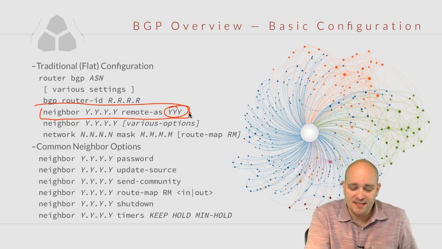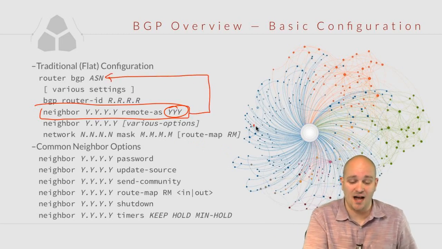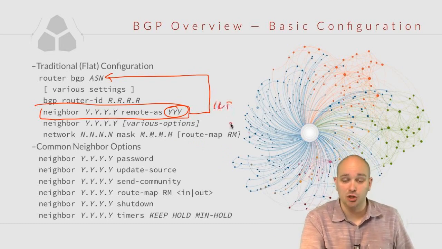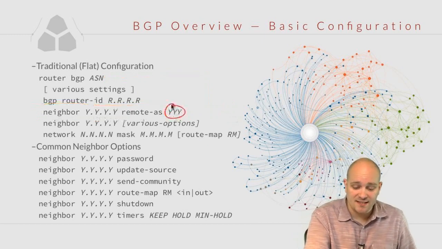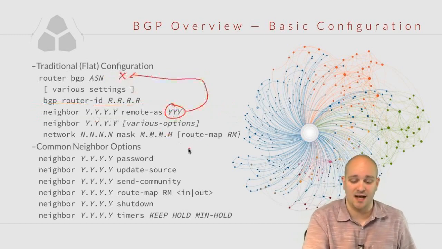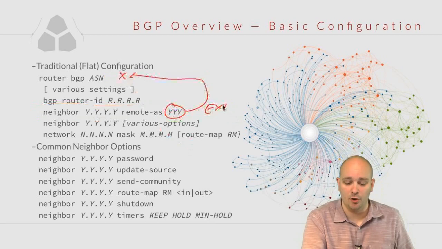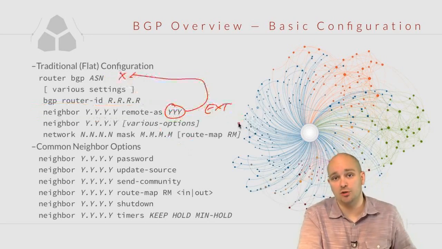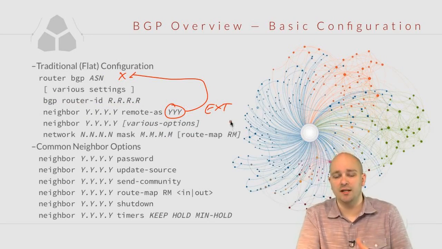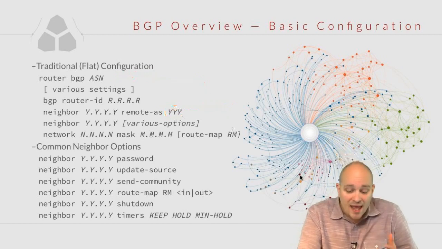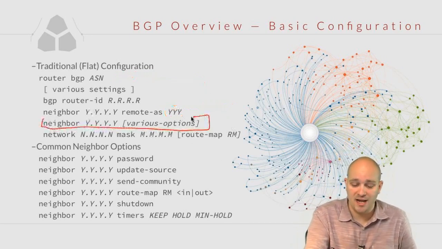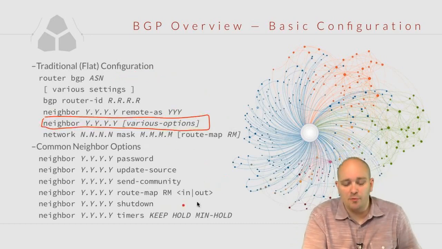Now, given that this number here is the same as our own AS, iOS will treat this neighbor as the internal neighbor. If this AS here is not the same as our own AS number, this neighbor will be treated as the external neighbor. In iOS, there is no need to configure anything extra to tell iOS how to treat this particular neighbor. And then we can specify any number of per neighbor options. So what are some of the common ones?